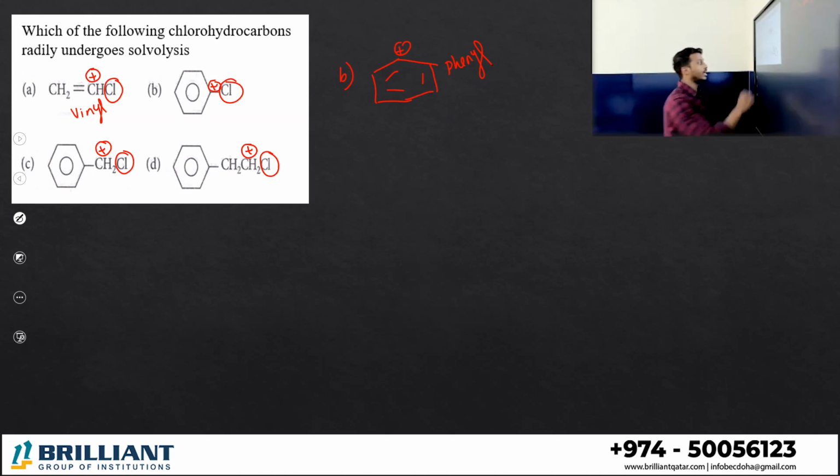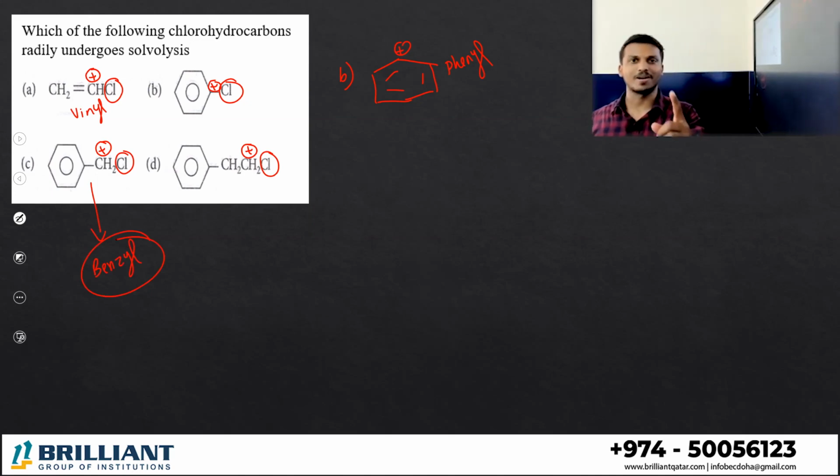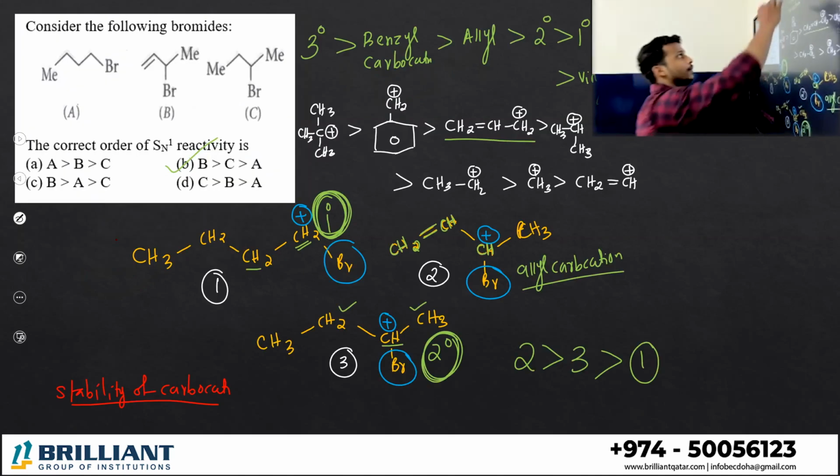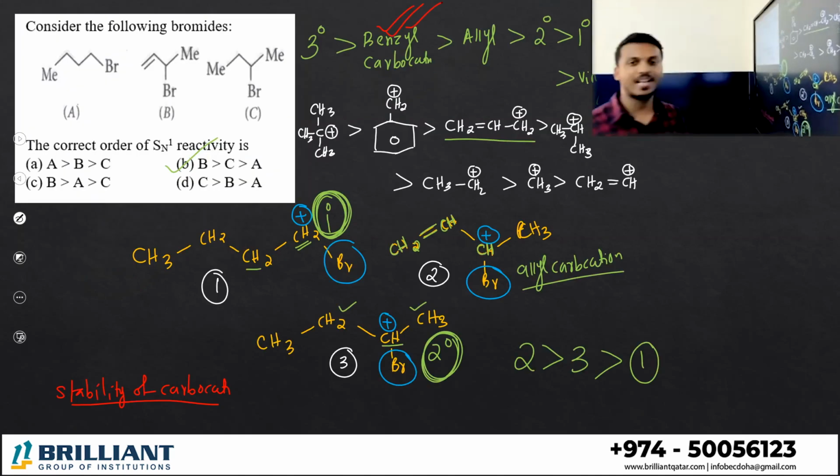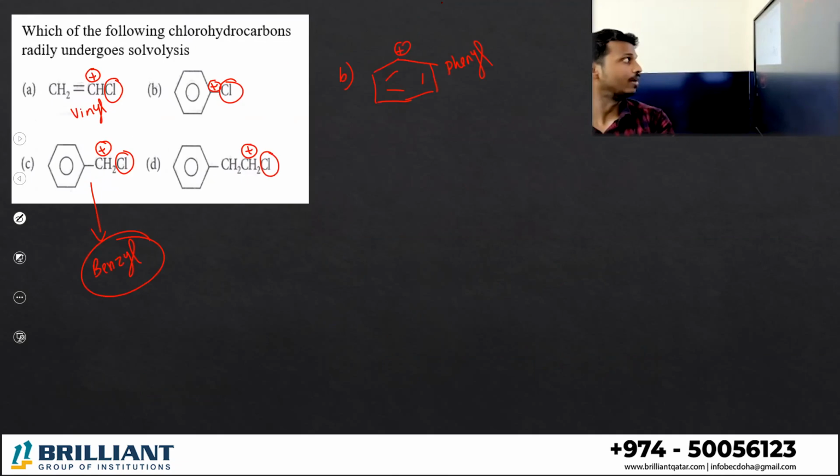What about option C, dear student? This is benzyl. Benzyl carbocation. You know, benzyl carbocation is highly stable. See the record. Benzyl carbocation has greater stability, so it will undergo reaction faster.